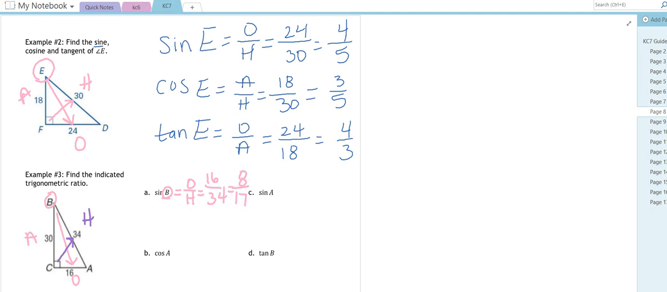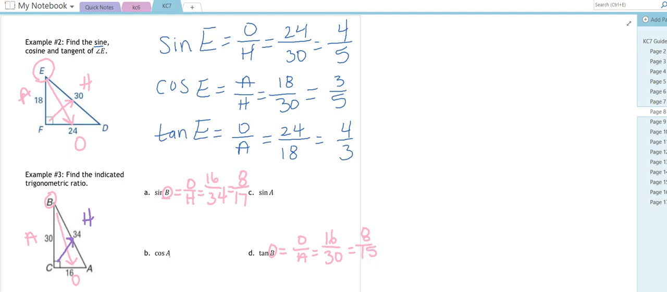Looking at letter B, I do see that my given angle changes. I'm not looking at B anymore, so I'm going to skip that for right now and do all the given angles from B first, which takes me to letter D. This is angle B right here, and it's asking me to solve for the tangent. Tangent is opposite over adjacent. Opposite of B is 16. The adjacent side is 30. So 16 over 30 simplifies to 8 over 15.